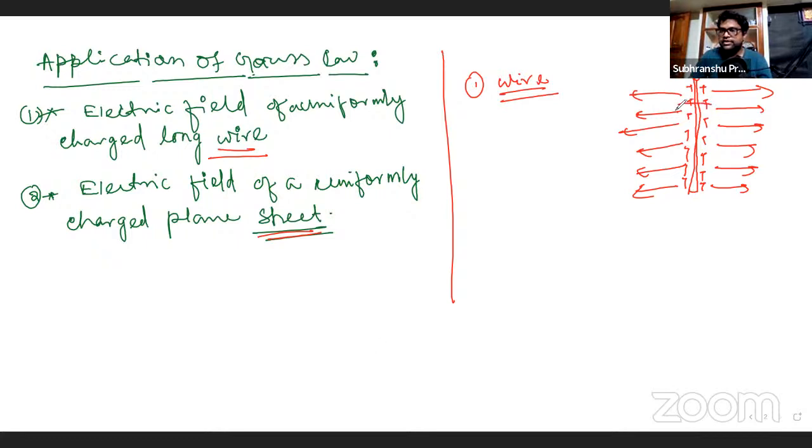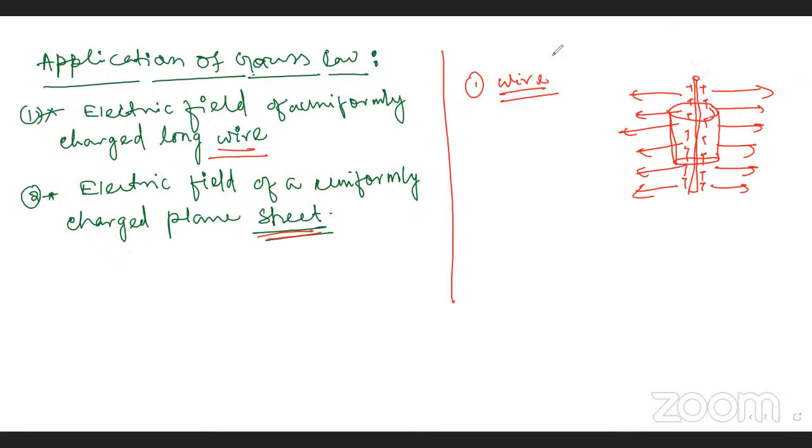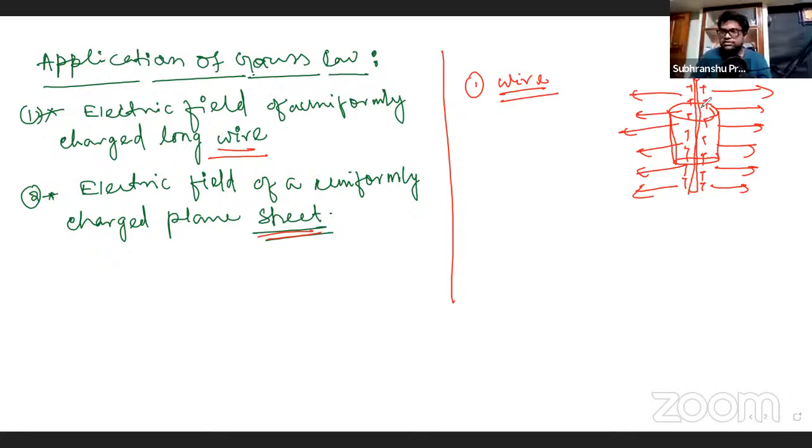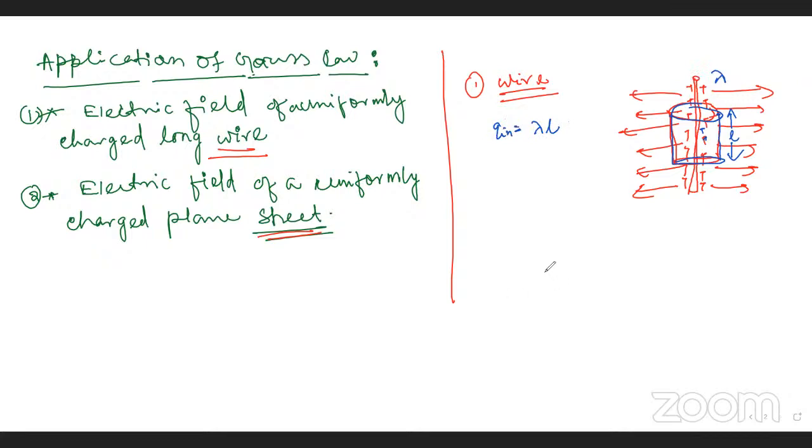So let us choose a cylindrical surface which will enclose this charge. Why are we taking so? Because we want to use the Gauss law here. Let's say this is the cylinder which will enclose the charges up to length L. If lambda is the charge density, that means charge per unit length, then for L length, Q inside will be lambda into L.